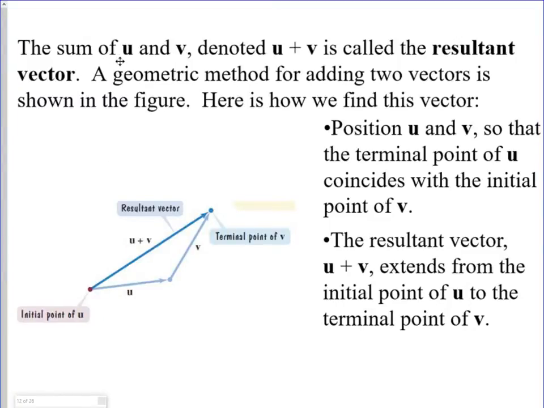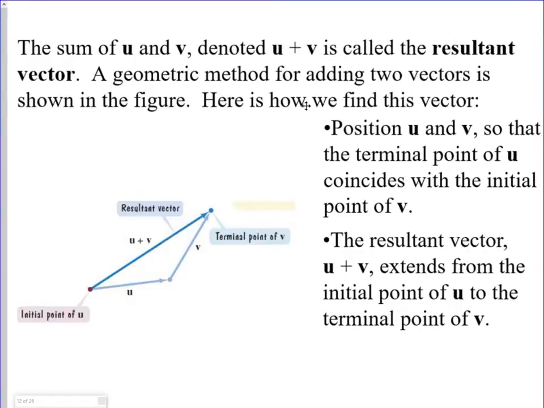Okay, let's add them up. The sum of vector u and vector v, denoted by u plus v, universal sign for addition. We're going to call that the resultant vector. The resultant vector, look at it right here.